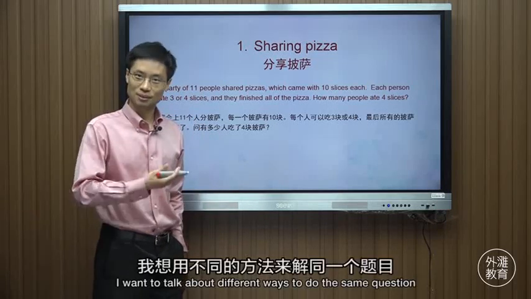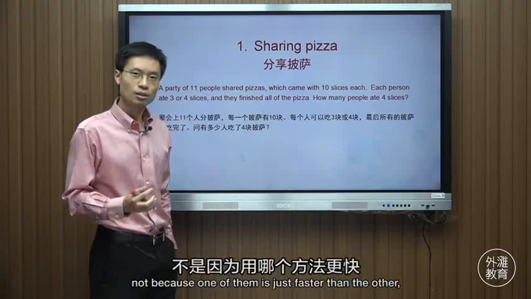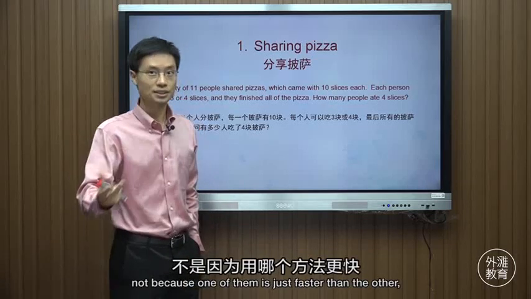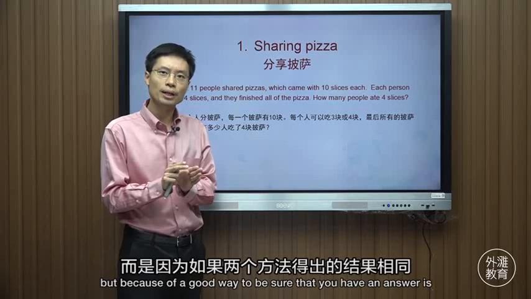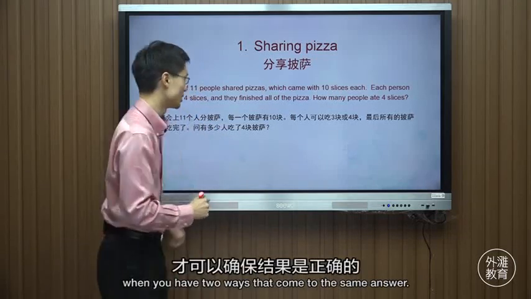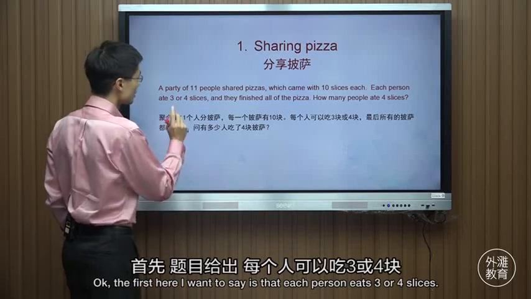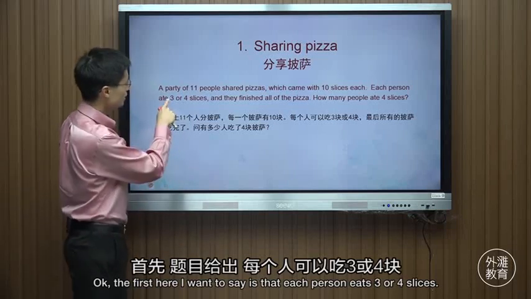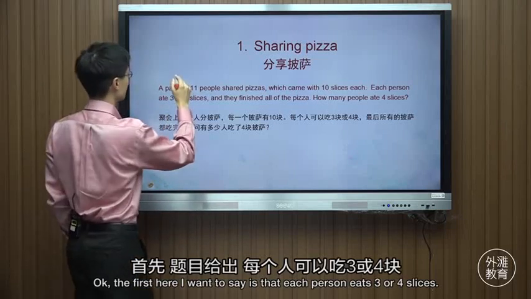I want to talk about different ways to do the same question, not because one of them is just faster than the other, but because a good way to be sure that you have an answer is when you have 2 ways that come to the same answer. Okay, the first way I want to say is that each person eats 3 or 4 slices.